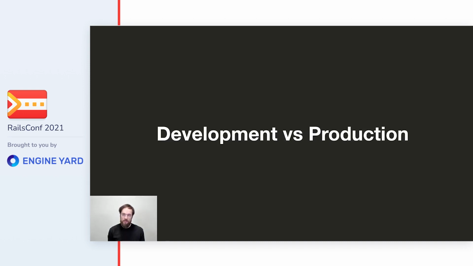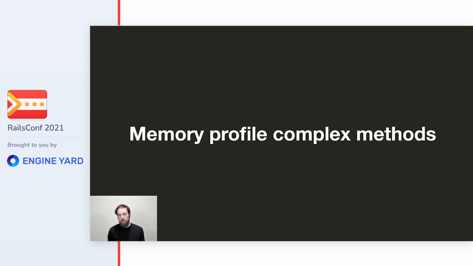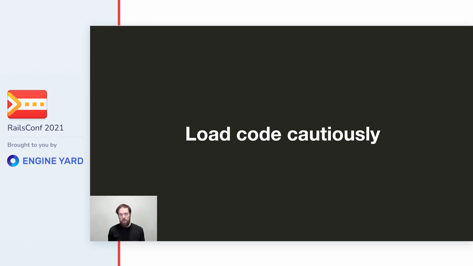Code that makes sense in production may not make sense in development or test. You should bypass Spring for more accurate boot time profiles. You should memory profile complex operations to try to minimize unallocations. Be aware of the code that you're loading and use callbacks when necessary. You should use production profiling to arrive at solutions faster. And you can use benchmarking to assert speed differences between blocks of code.